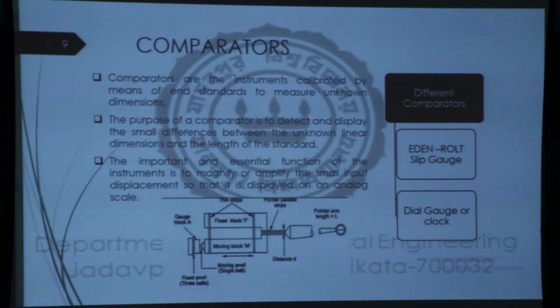Then next come the comparators. In your experiments in this laboratory, you will actually use only one type of comparator, called the mechanical comparator. Now, what is the basic difference between a gauge and a comparator? A gauge just helps you decide whether to accept or reject the job. A comparator will compare the actual machined dimension with the standard dimension.